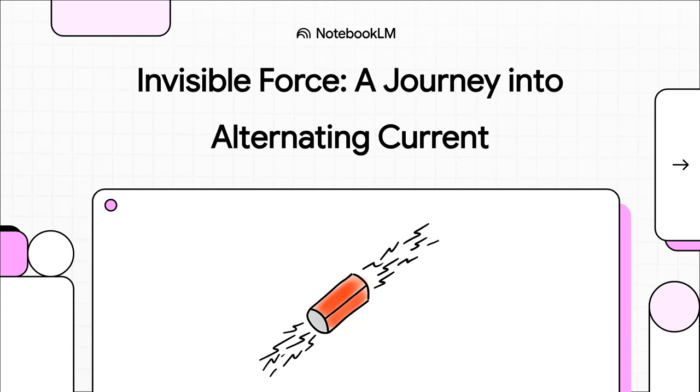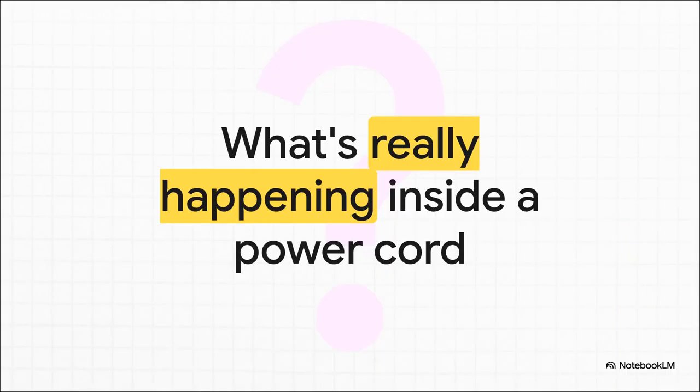Right now, there's this invisible force flowing all around you, powering the very device you're watching this on. We call it alternating current, or AC, and it literally runs our modern world. You know, it's so easy to take for granted. You plug something in and poof, it just works.